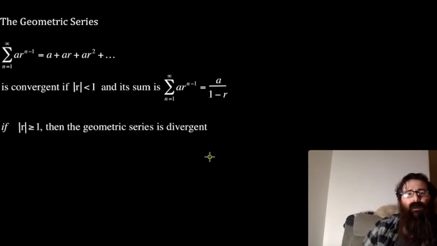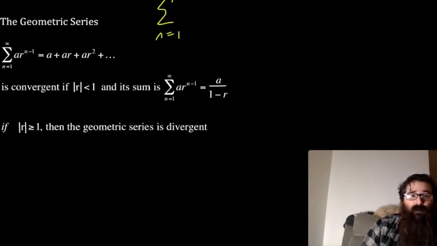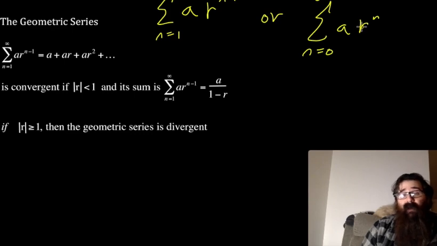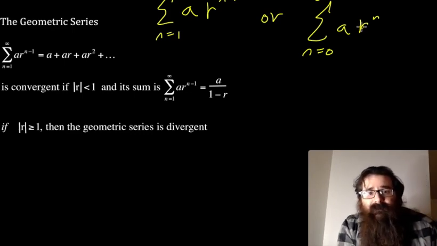There's two common ways to write the geometric series. You could write it many other ways. We usually see the sum from n equals 1 to infinity of a times r to the n minus 1, or we could say the sum from n equals 0 to infinity of a r to the n. And these are two common ways to write the geometric series. Notice, depending on what that starting index is, the exponent on r would have to be different to accommodate that. And that's important.